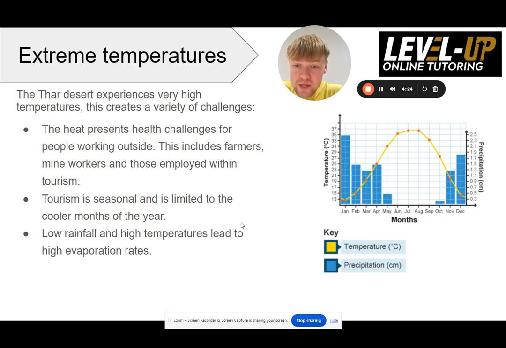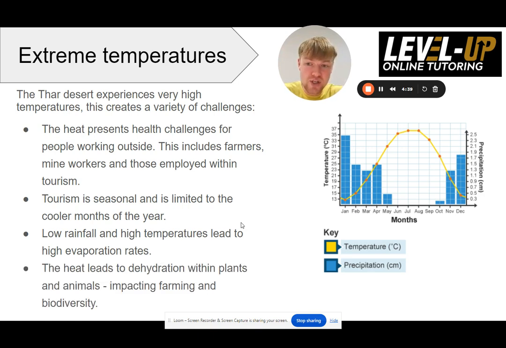Low rainfall and high temperatures lead to high evaporation rates, and that will feed into that key issue of water supply. Ultimately, provision of water for plants, animals and people is a very, very prominent challenge in the desert.